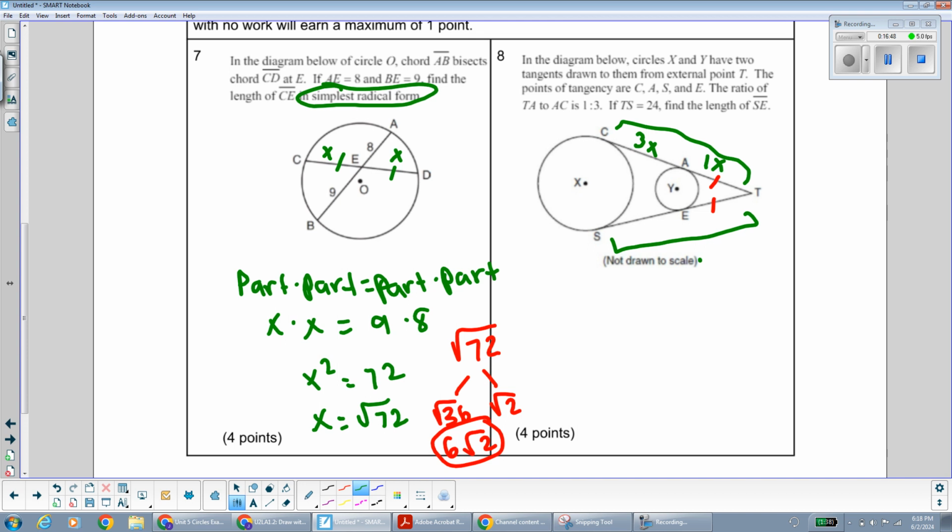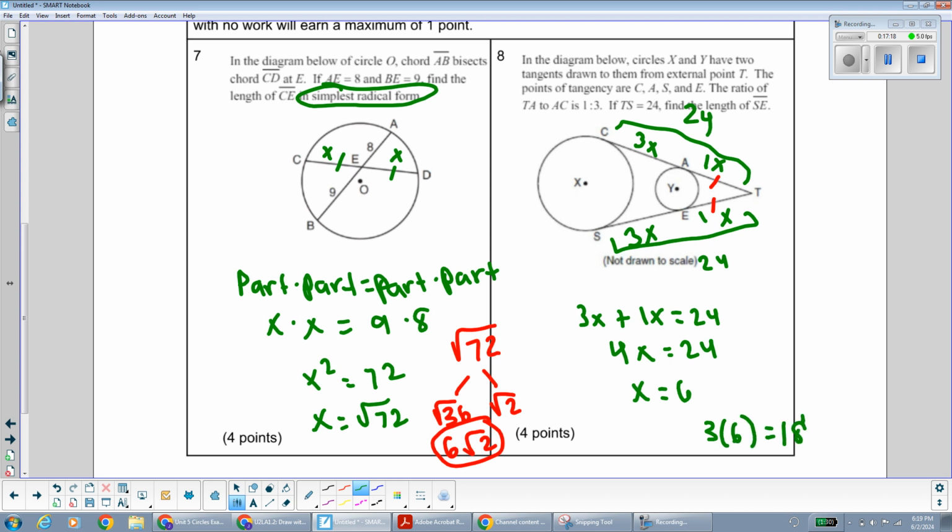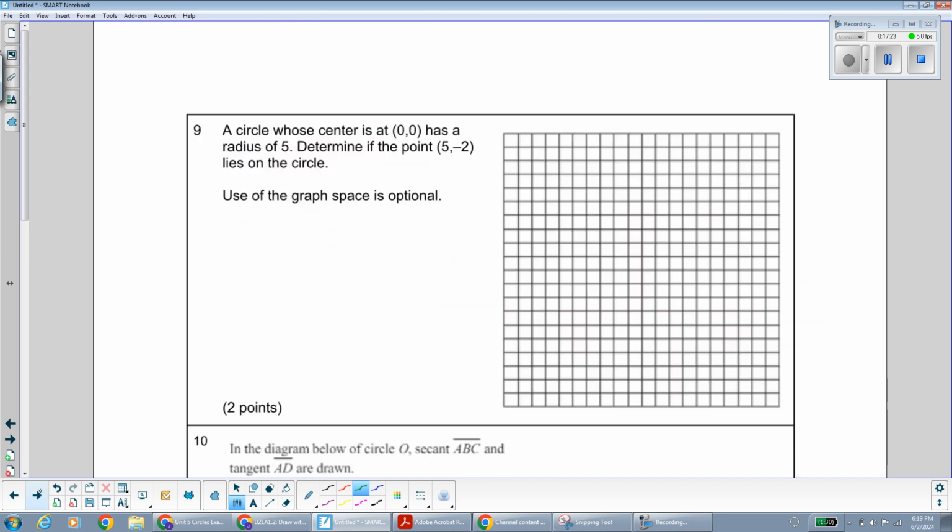And we know that TS is 24. So that means TC also has to be 24. So we can make an equation, 3x plus 1x equals 24. 4x equals 24. X is equal to 6. Be careful, that's AT or ET. These are the 1x parts. We're looking for SE, which is the 3x part. So you do need to take 6 and multiply it by 3 in order to get the length of SE, which is 18. Make sure you clearly label your answers as well.